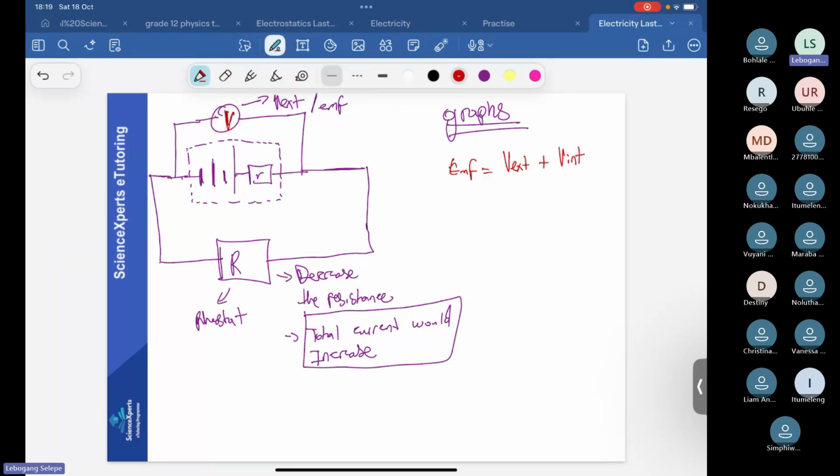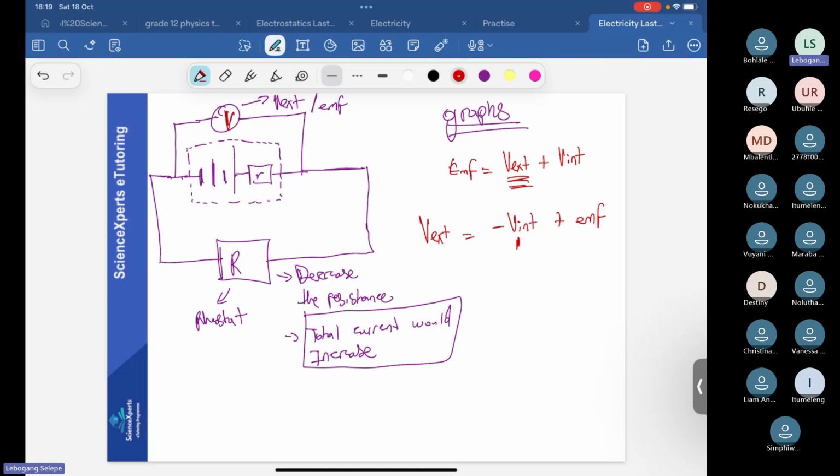So what would I have to do? I would have to make V external the subject of the formula. So V external would be equal to negative V internal plus EMF. But then remember, I want to see the relationship between the total current and V external.